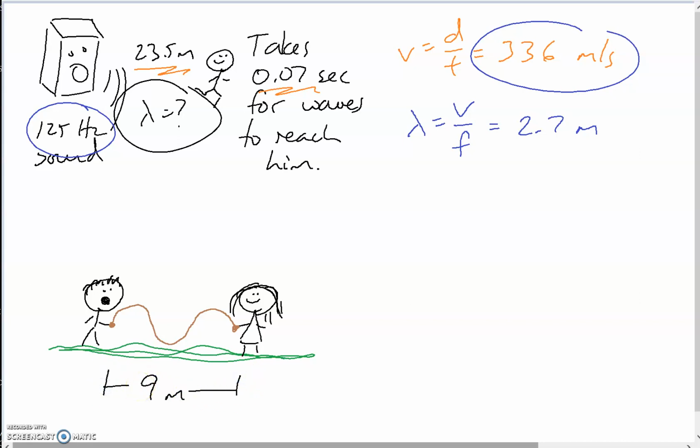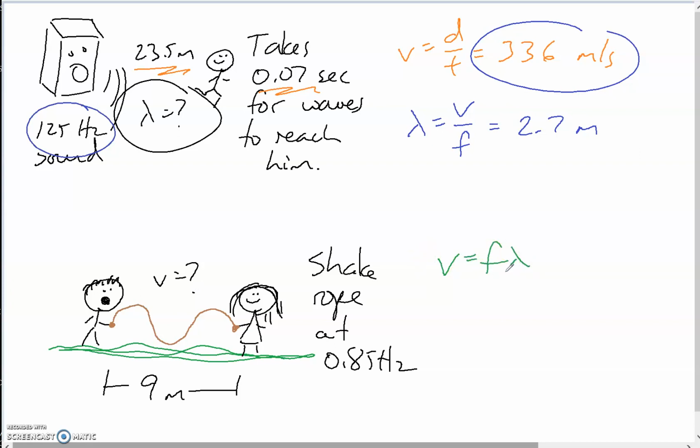Let's say they shake the rope at 0.85 hertz. I want to know how fast the waves are moving on the rope. So looking for speed again. Speed is frequency times wavelength. Well, I have the frequency, that's no problem, but I need to know the wavelength.